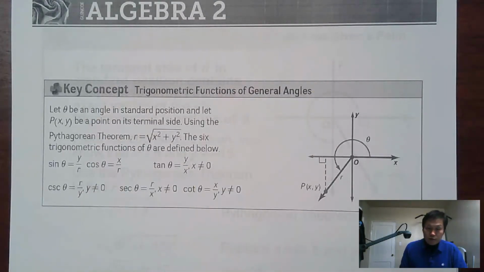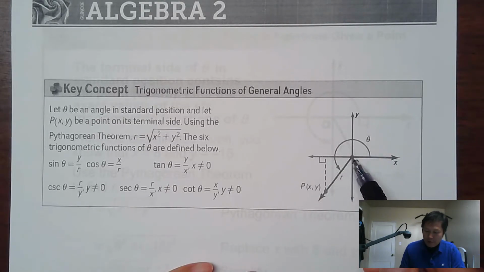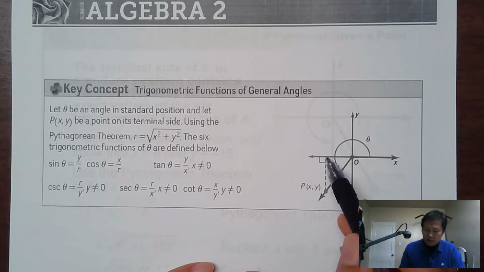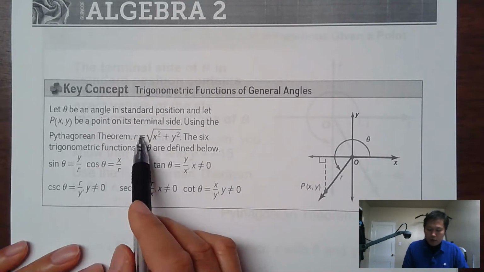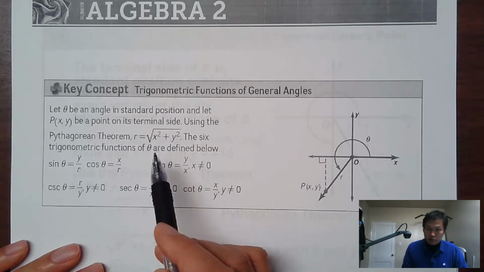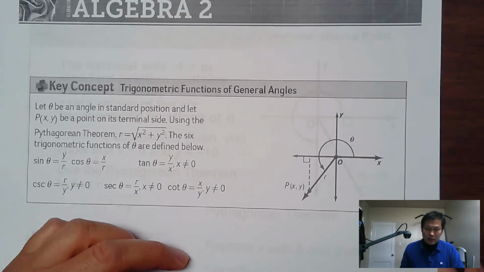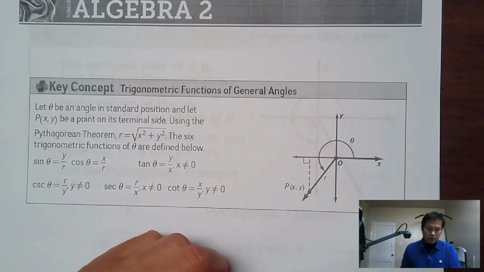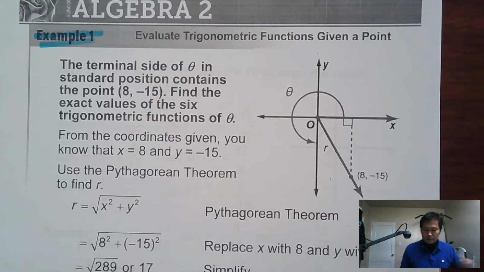Trigonometric functions of general angles. Once you draw the angle, that length from the origin to the point, we call r, which is usually found using the Pythagorean theorem: r equals the square root of x squared plus y squared. It's a lot easier with examples, so I'm going to jump into an example and explain that to you.